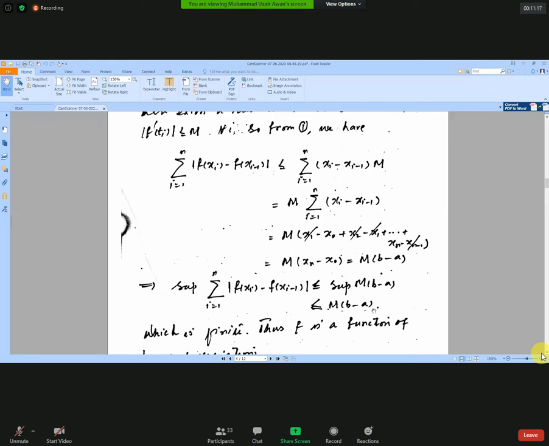From the definition, if the total variation of the function f is finite, then this shows that the function is of bounded variations.